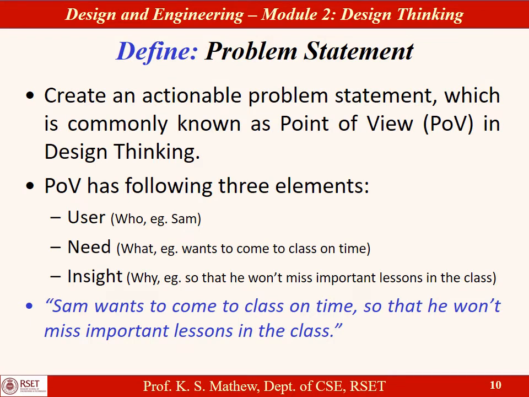So the third activity in the inspiration phase is to define the problem and come up with a problem statement. Create an actionable problem statement, which is commonly known as point of view in design thinking. So point of view has the following three elements. Who is having the problem? The user, for example, Sam. What is his need? Sam wants to come to class on time. That is his need. What is the insight, or why? So that he won't miss important lessons in the class.